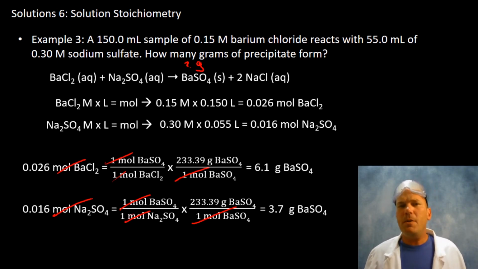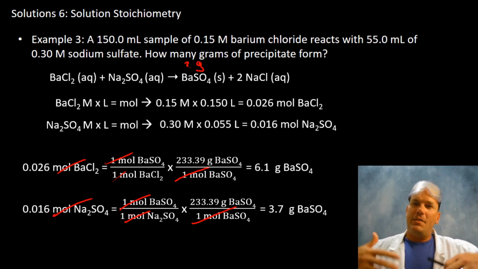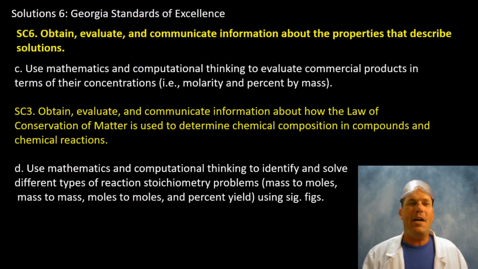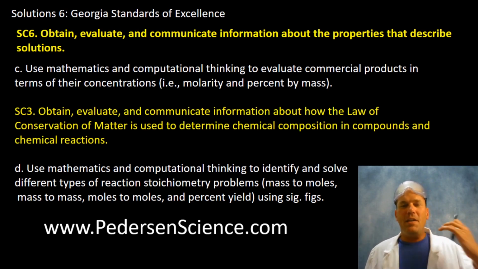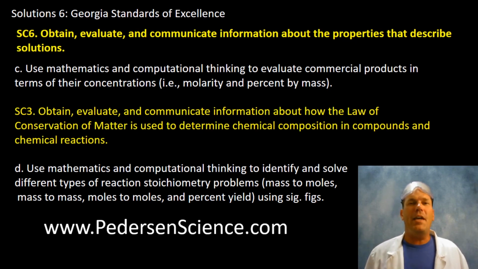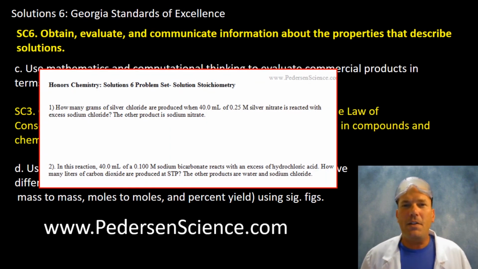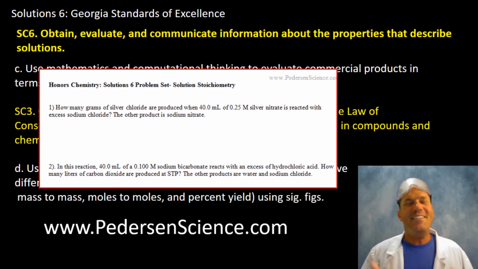What about the barium chloride? It's in excess. It's left over like some slices of bread and meat. So that's a really cool stoichiometry problem there. And so in this video, we have continued looking at the mole. We've continued looking at stoichiometry, and there's a problem set that'll give you all the practice you could imagine doing solution stoichiometry. I'll see you guys in class.